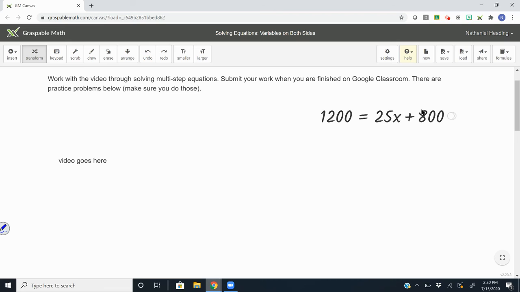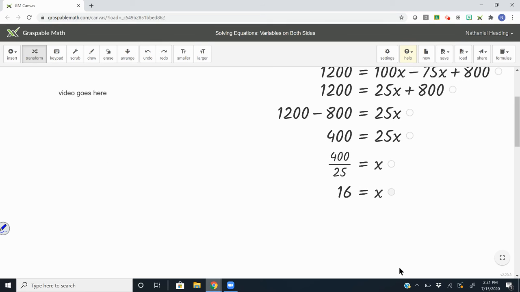Now this should look very similar to the ones we've been doing. So I need to undo the plus 800. I'm going to subtract 800 from both sides, and I get 400. And then I need to undo this multiplication. So I'm going to undo this multiplication with division, and I get an answer of 16. So it's going to take 16 days, a little over 2 weeks for the towns to buy the same amount. Then I'm going to click and drag and show my work.